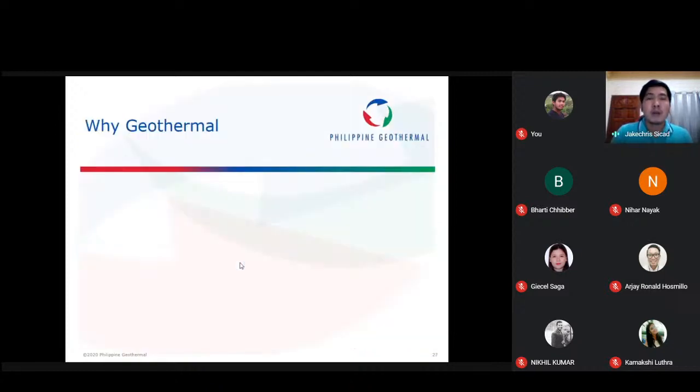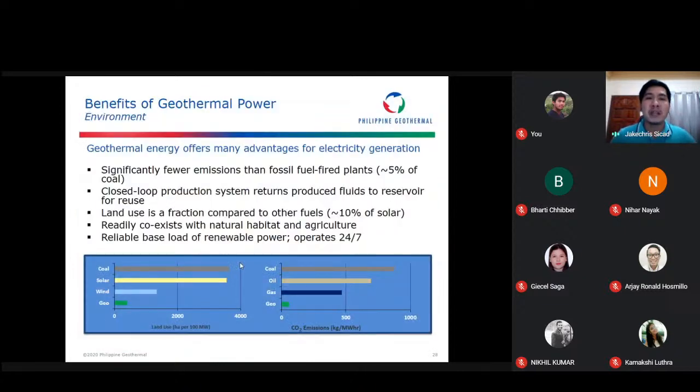So we have now come to the crucial question: why geothermal, and what is the role of geothermal in protecting the environment? Geothermal energy offers many advantages for electricity generation.